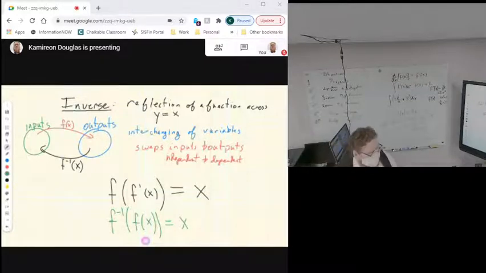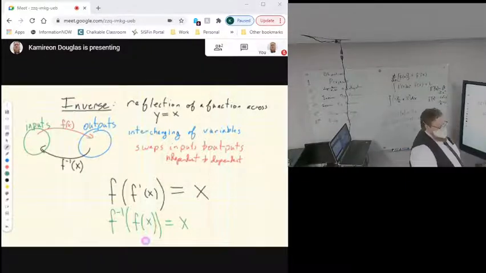Yes, ma'am? Is that f prime of x or just like f? Inverse. So f to the negative first power represents the inverse function. It is not a power.